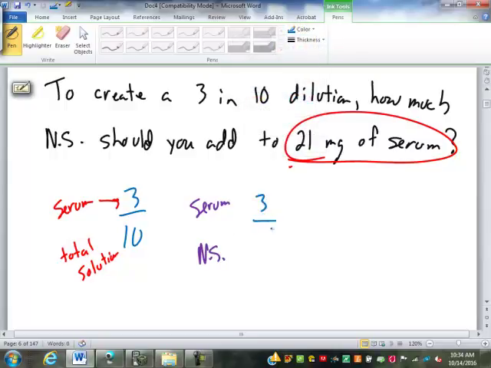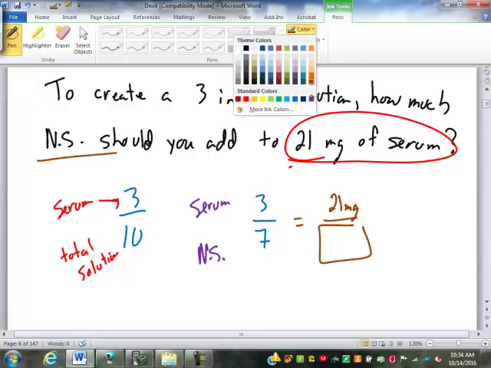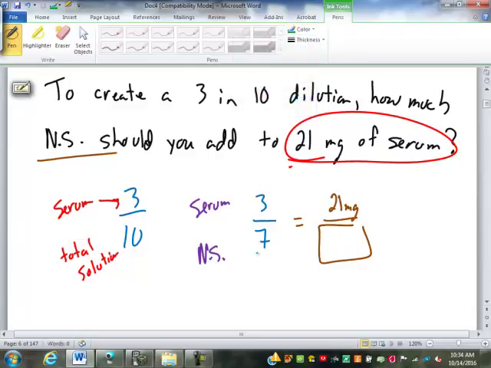So that's going to be 3 to 7 is that ratio. So now the amount of water is what I'm looking for. That's this number. And I have the 21 milligrams of serum. So I can now cross multiply and divide. 7 times 21 divided by 3 is going to give us 49 milligrams.